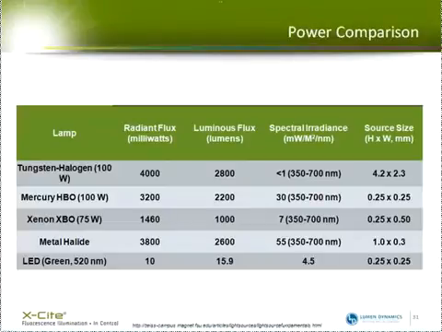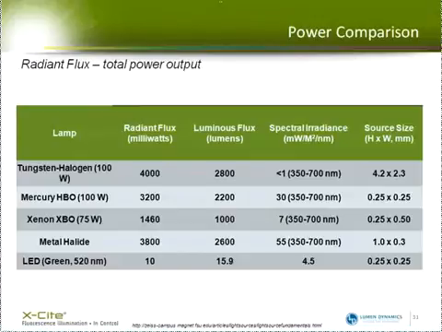So the last little bit, just on the light sources in particular, is a little bit of a power comparison. I just wanted to bring up a few terms. This table shows the power for the different light sources in a number of different units. The first one is called radiant flux, which is basically the total power output of the system. And you can see the tungsten halogen lamp has a lot of power output, and it's actually a higher power output than the mercury lamp.